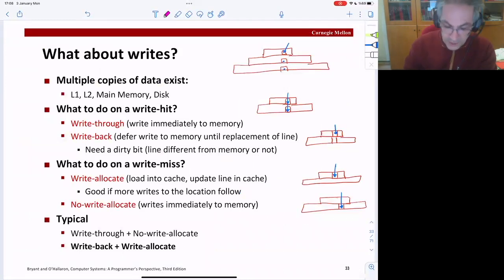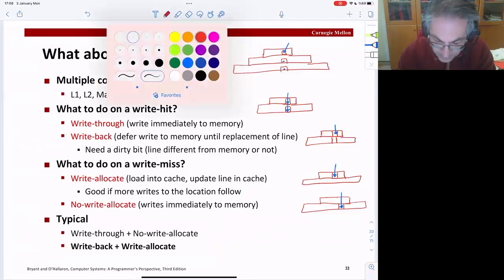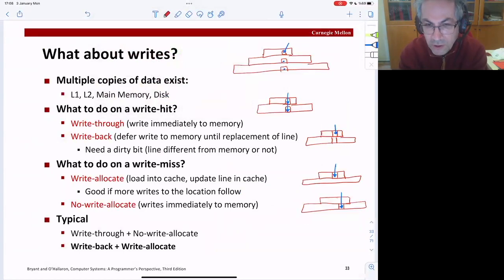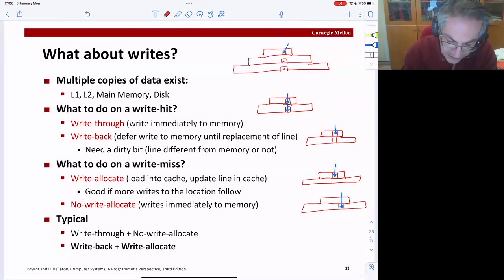Now, what about writes? So far we have only concentrated on our discussion about how to read and how the cache works in the reading. What about writes? And writing is also important, right? Note that, with the same data, we have multiple copies.